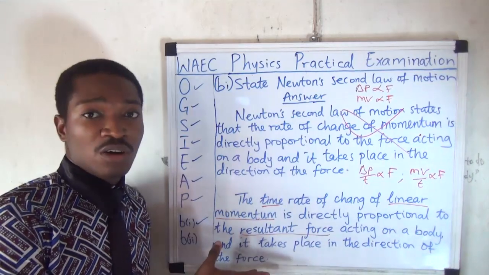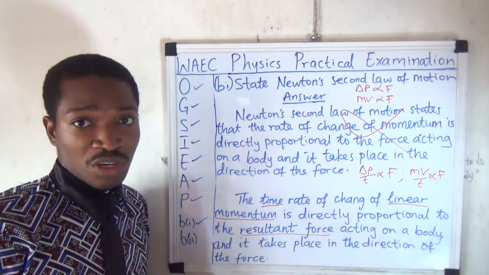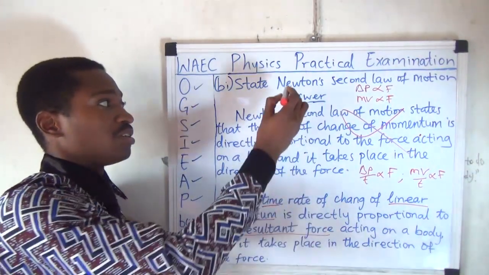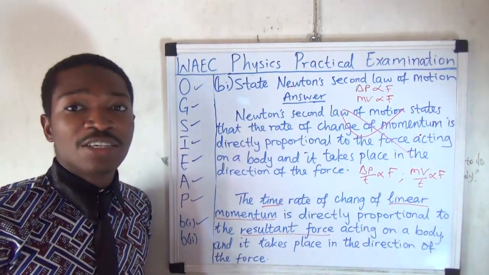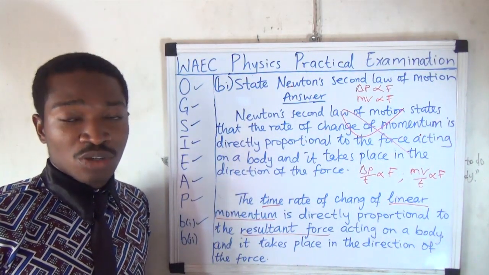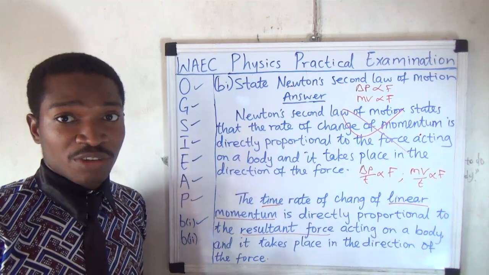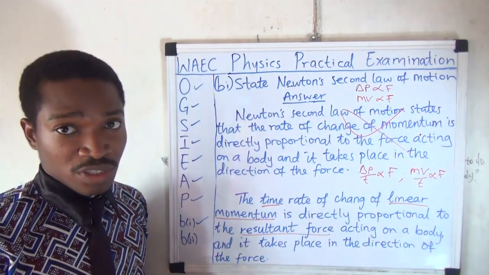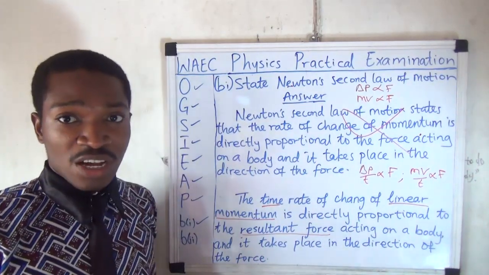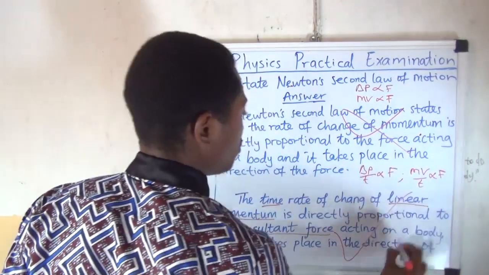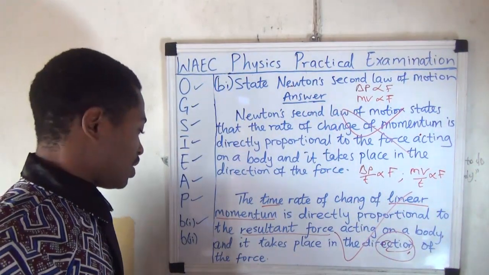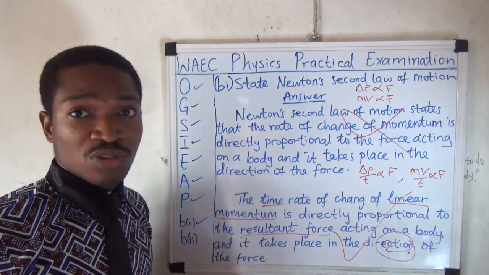You know, when you state a law, you don't have to give additional information about it, because it is a law that has been propounded by somebody. It is when you are defining, for example, if you are to define velocity, you have to give additional information to get the full mark. You could say it's a vector quantity, or you say its SI unit is meter per second. But when you are stating a law, you don't have to give additional information. The law is enough to give you the full marks for the question. So, that is that. Let's go straight to the second part, which is usually a calculation.